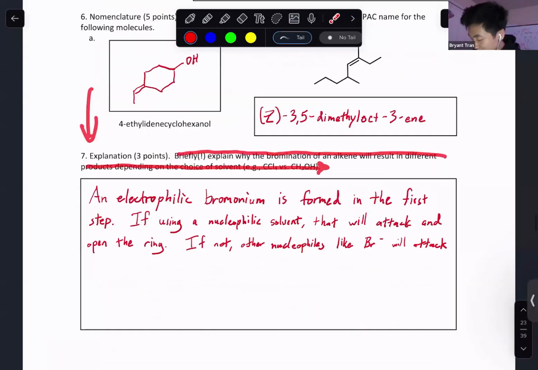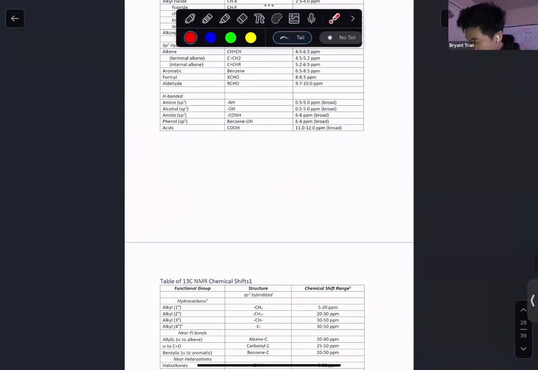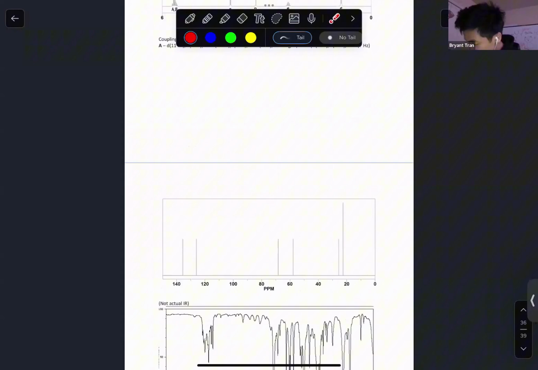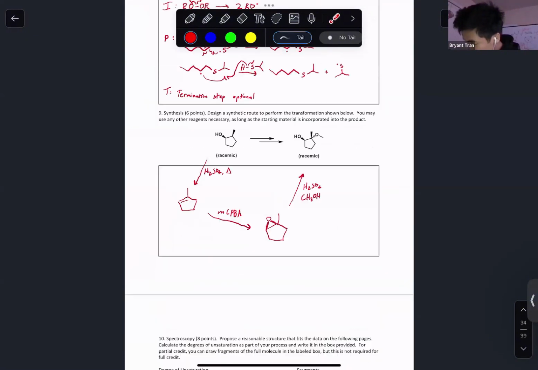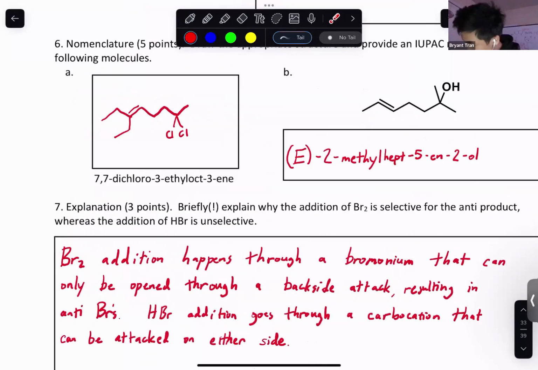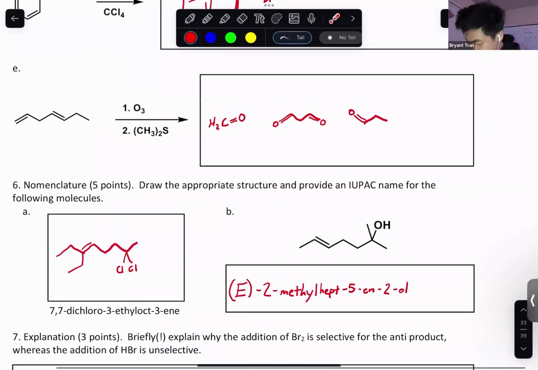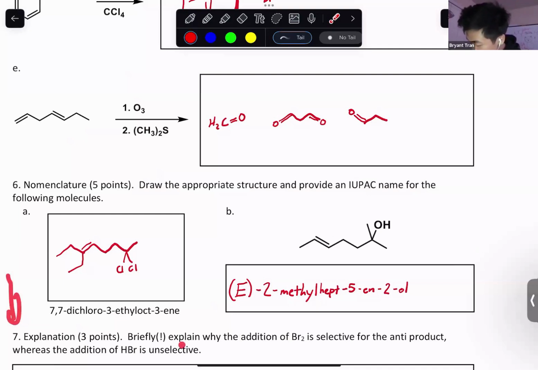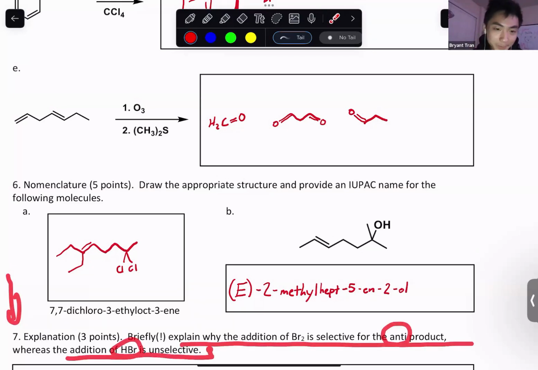I think the other midterm here has the stereoselectivity part, which is this one. Yes, for this midterm it's talking about stereoselectivity. Briefly explain why the addition of Br2 is selective for the anti-addition product, whereas addition of HBr is unselective. Right, when you add HBr, it's not anti or syn, it's random. And you have to explain why, like what intermediate makes it like that, and what mechanism: backside attack, carbocation intermediate. Use those terms in the explanation question.